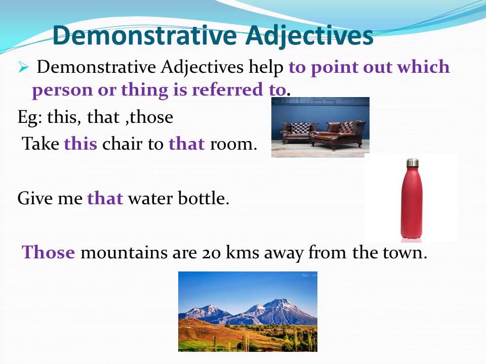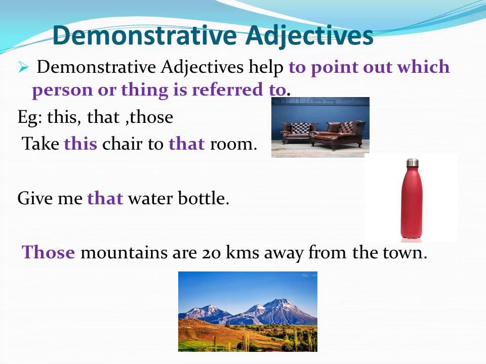The next sentence, give me that water bottle. In this sentence, that is pointing out the water bottle, so it is called demonstrative adjective. And then the last sentence, those mountains are 20 kilometers away from the town. Here we are pointing out those mountains. That's why it is called demonstrative adjectives.